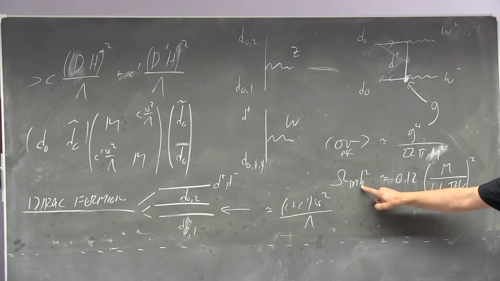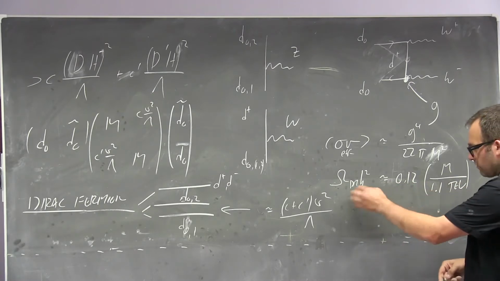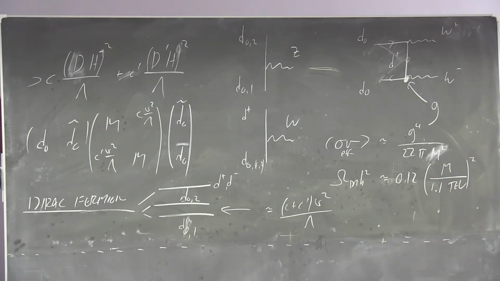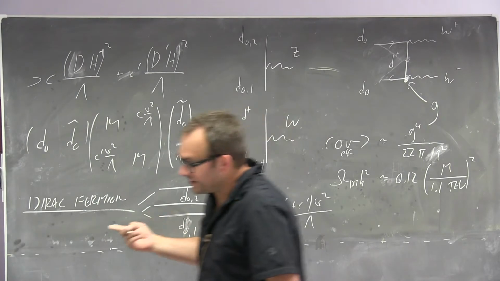Okay, I included the H here. That's the conventional thing to do. If you don't want H, there's a 0.7 squared. You divide across, you get 0.25 on this side, as you like. So when big M is about a TeV, we get the right abundance. That wasn't so hard. Model building's easy.